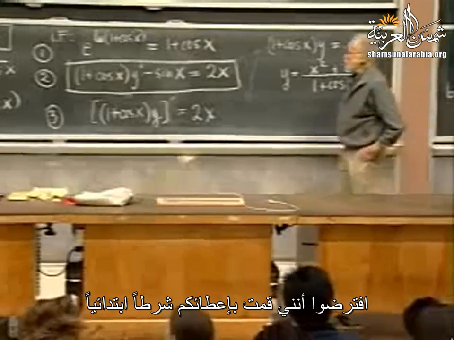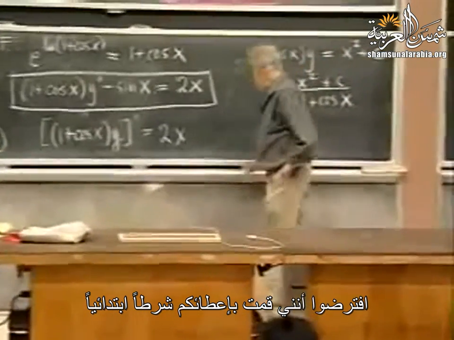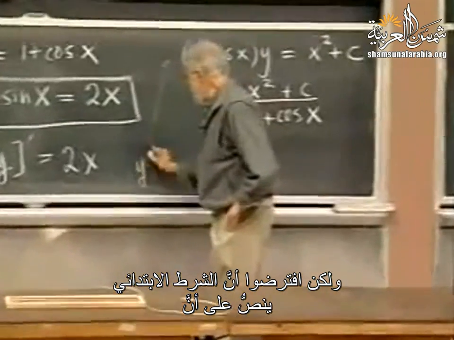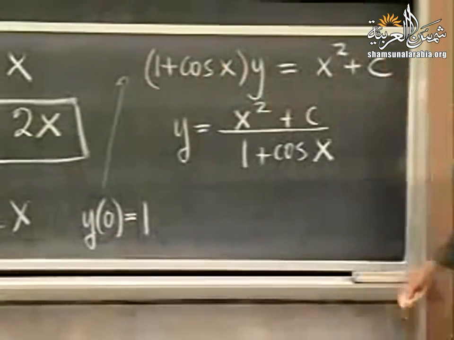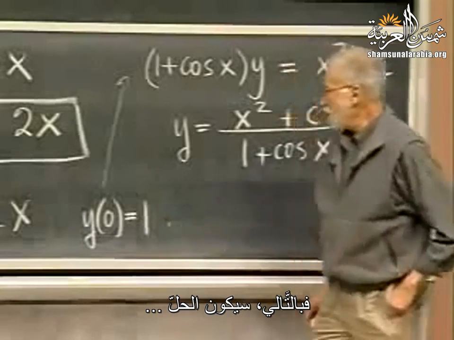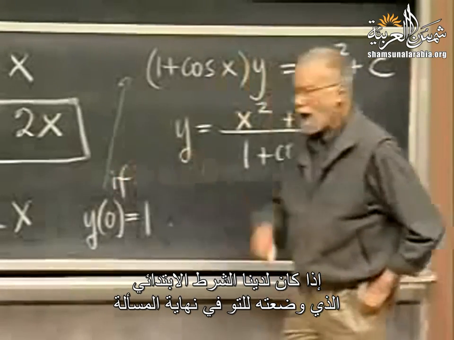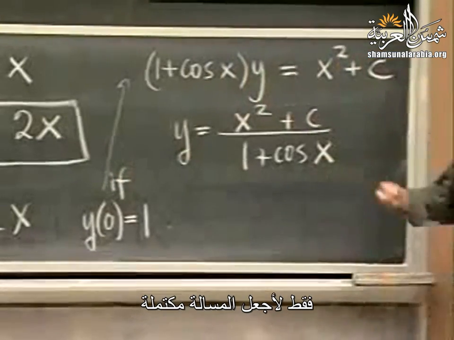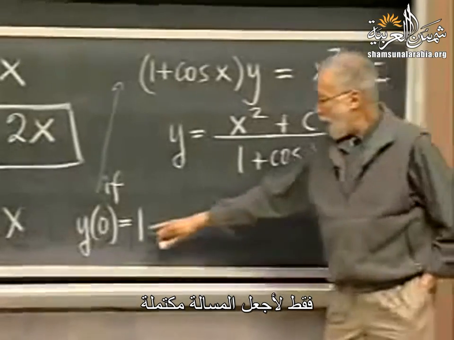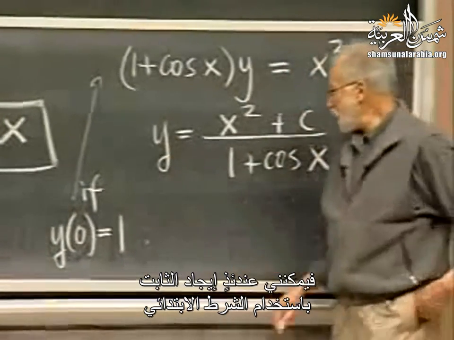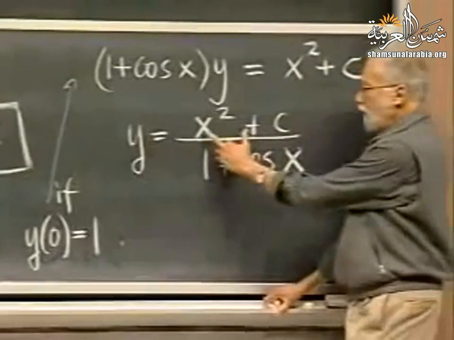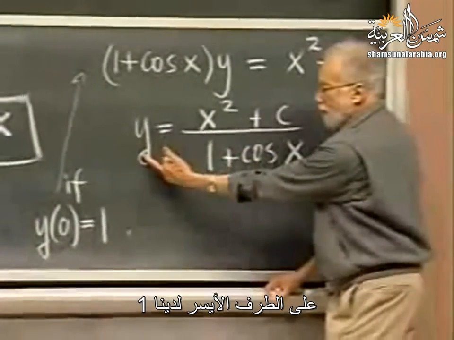Suppose I had given you an initial condition, which I didn't, but suppose the initial condition said that y of 0 were 1, for instance. So this is an if, I'm throwing in at the end just to make it a little bit more of a problem. I could evaluate the constant by using the initial condition. What would it be? This would be, on the left-hand side, 1.